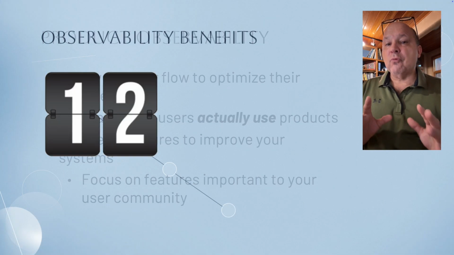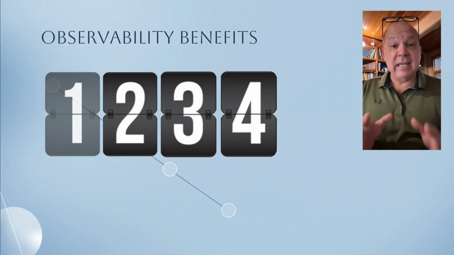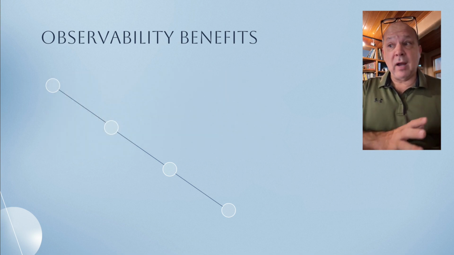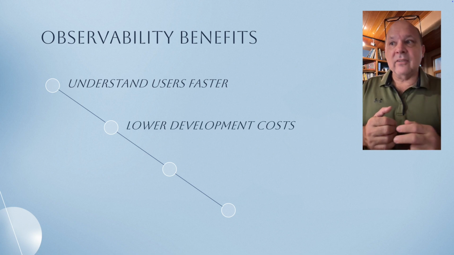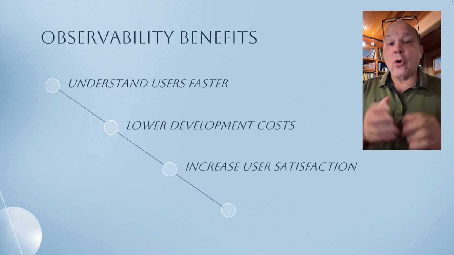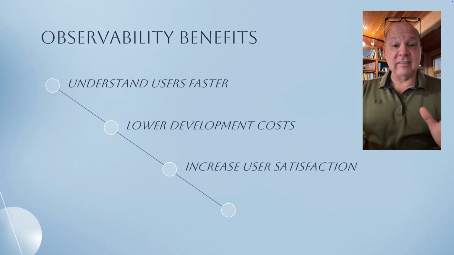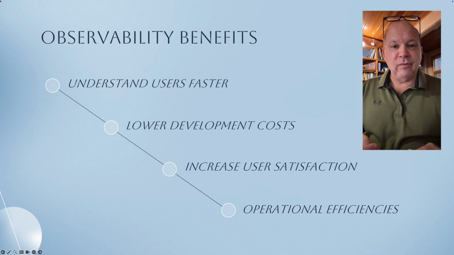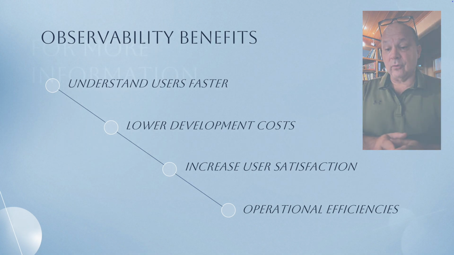And let me give you 4 reasons why we might want to use product observability in our application deployment process. First, we're going to understand users better. Second, we're going to have lower development costs over time. Third, our users are going to be happier. More user adoption, better for us as application developers. And lastly, corporately, we're going to have greater operational efficiencies, lower development costs, faster time between releases, etc. More features per release, and so forth.